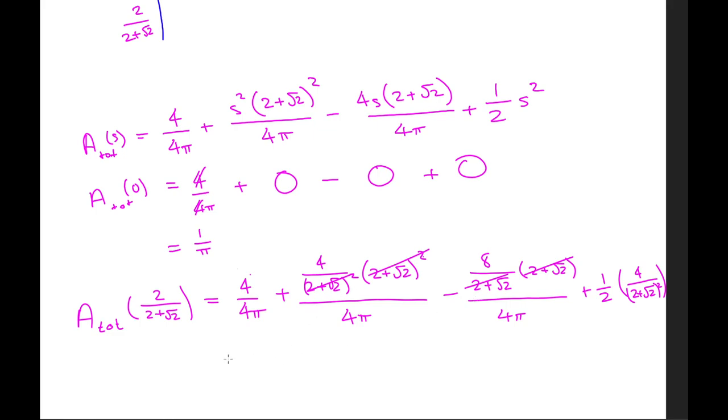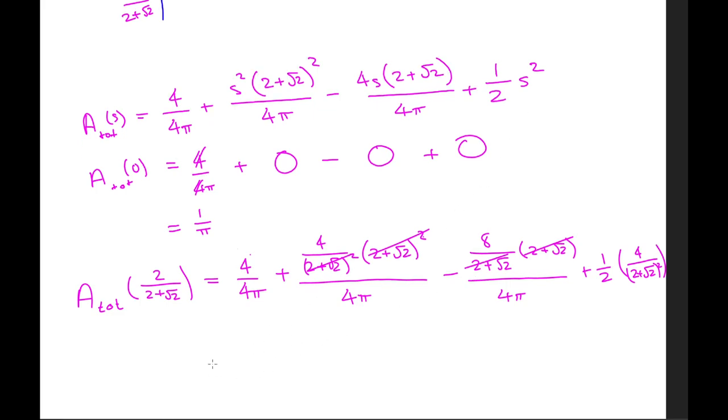And then what we're left with, if we scroll down here, is going to be 4 over 4 pi plus, this all just results in a 4 over 4 pi. So this is going to be an additional 4 over 4 pi minus 8 over 4 pi plus this 4 and this 1, this 2 cancels, we're left with the 2 here, plus 2 over 2 plus root 2, the whole thing squared.